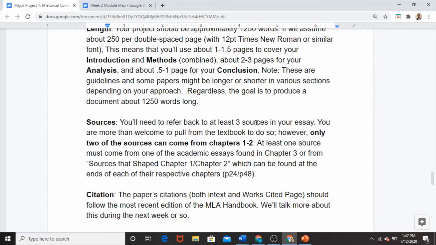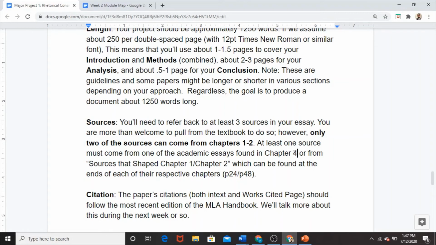In terms of your sources, you're going to have to make use of 3 sources, or at least 3 unique citations in your essay. 2 of those can come from chapters 1 and 2. At least one has to be from one of the unique readings that we're doing in chapter 4. This is chapter 3. We're going to change that right now because it's actually chapter 4. Or from the end of chapters 1 and 2, they give a list of sources that informed those chapters. You could go to those lists as well if you wanted to do a little bit of outside research.